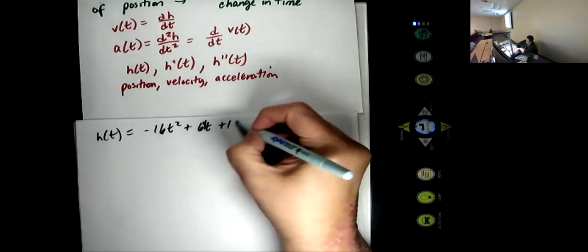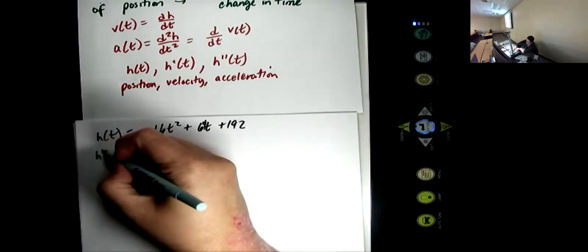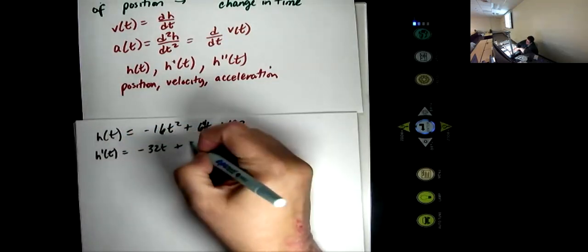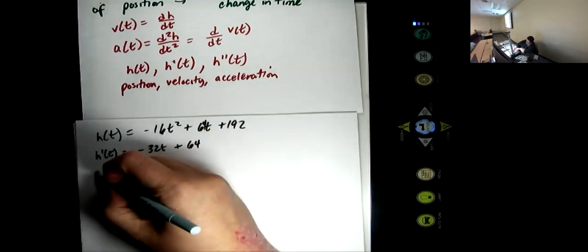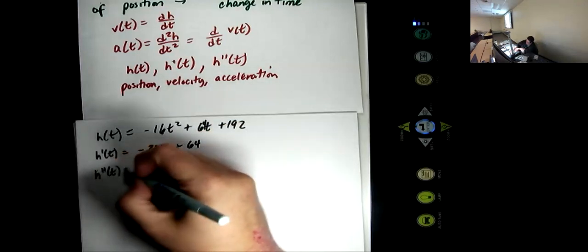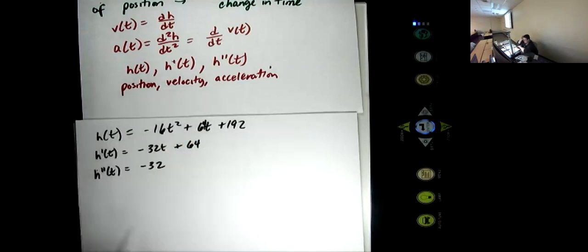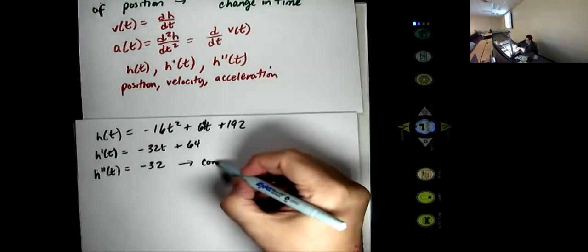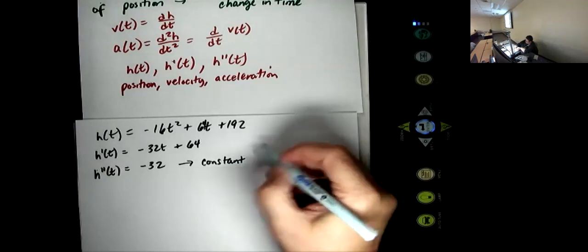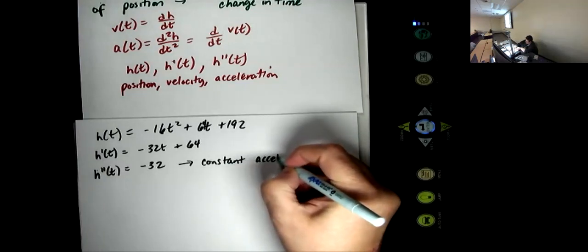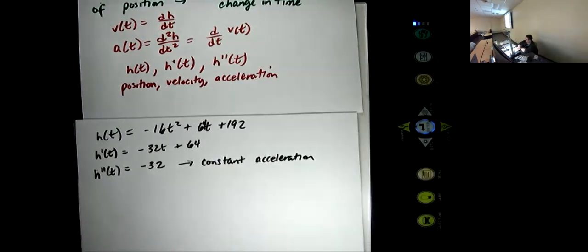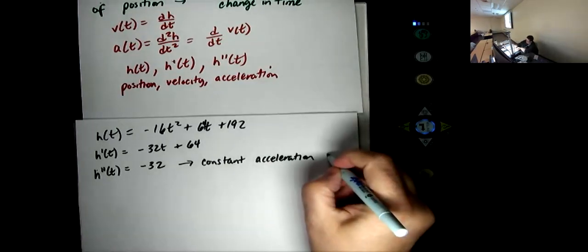We showed that h prime of t was negative 32t plus 64. And as Dalton just said, the second derivative is just negative 32, which means it's constant acceleration. Not only is it constant acceleration, but it's in the negative direction.